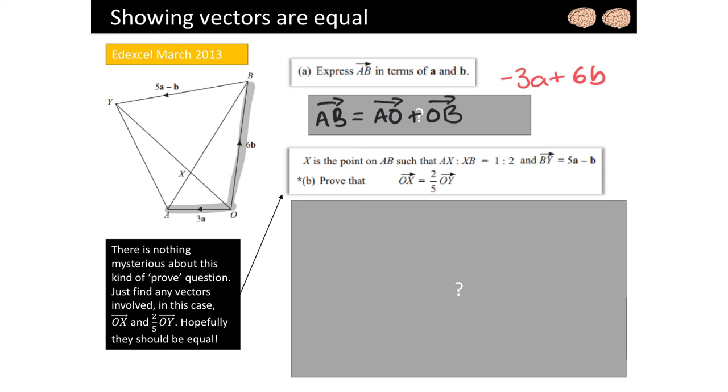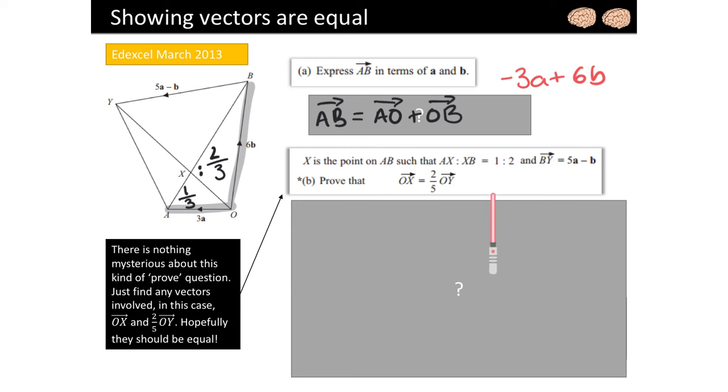So X is the point on AB such that the ratio of AX to XB is 1 to 2. First of all, what does that tell us about our fractions? 1 over 3, 2 over 3. There's 3 parts in total. Then it says BY is 5a minus b. We can see that that's already on here, so all the information we need is on here. Prove that OX equals 2/5 of OY.